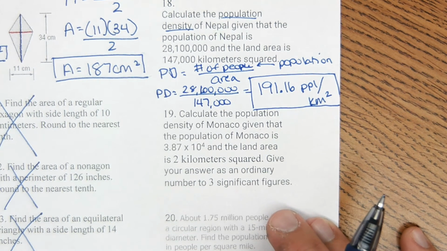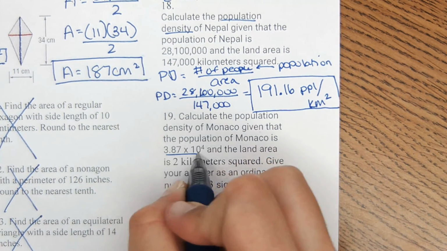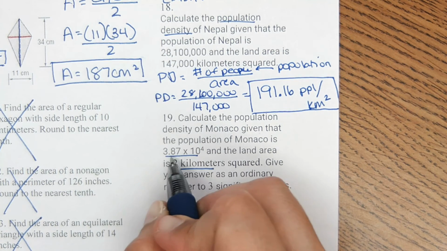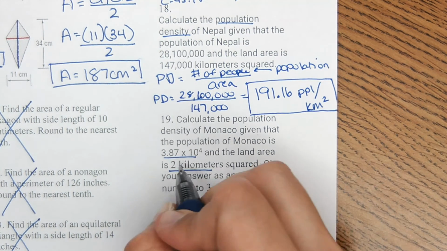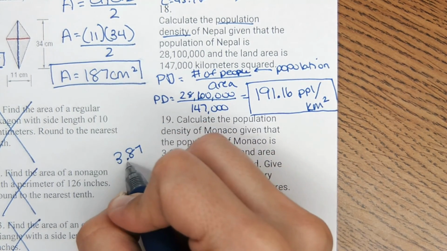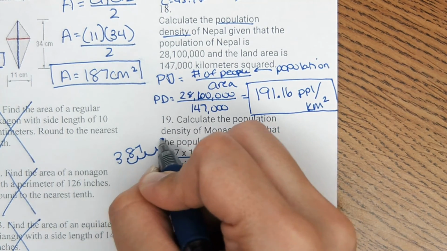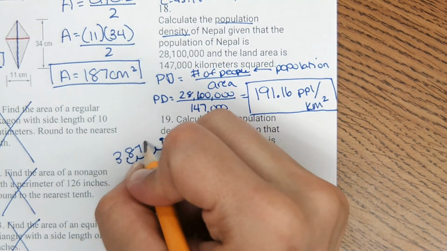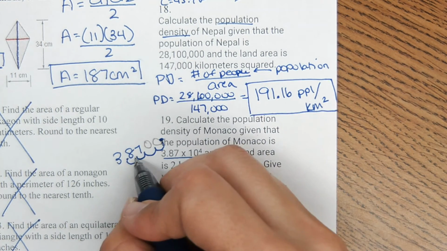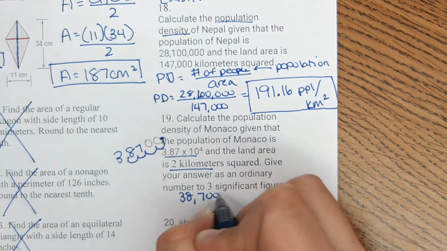Okay, number 19, calculate the population density of Monaco. Given the population of Monaco is this much and the land area is this much. Well, for population, we need to change this into something we can put in the calculator. 3.87 times 10 to the 4th. You move the decimal over 4 times, 1, 2, 3, 4, and then just fill in zeros. And then we get 38,700 people.